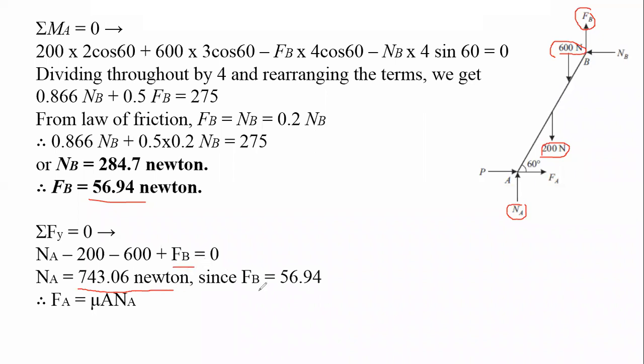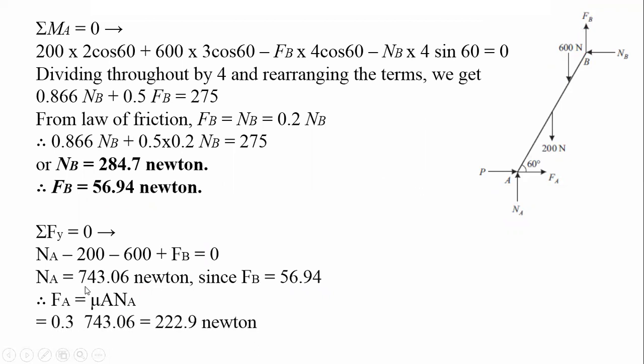By putting this value of Nb in the above equation, you'll be getting Na equal to 743.06. And as we know the relation due to friction, Fa is equal to mu into Na, and mu, the coefficient of friction between the floor and the ladder, is 0.3. That's why 0.3 into 743.06, you will be getting 222.9 Newton. That is the friction force Fa, and the normal reaction Na that we have found out.